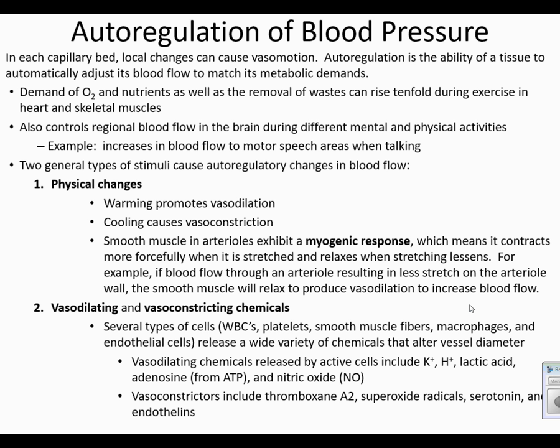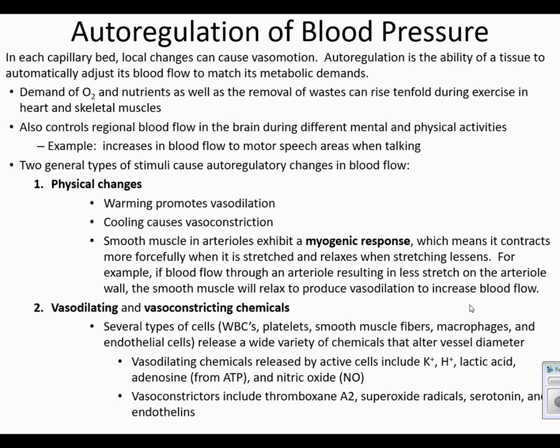Okay, an example is what happens when we exercise. We demand nutrients and the removal of wastes in high quantities, or as it states there, tenfold compared to rest. So our heart and skeletal muscle will autoregulate to increase blood flow through those various capillaries. It can also control regional blood flow in the brain during different mental and physical activities, i.e. blood flow will increase to places like our motor areas of the brain when we're speaking.